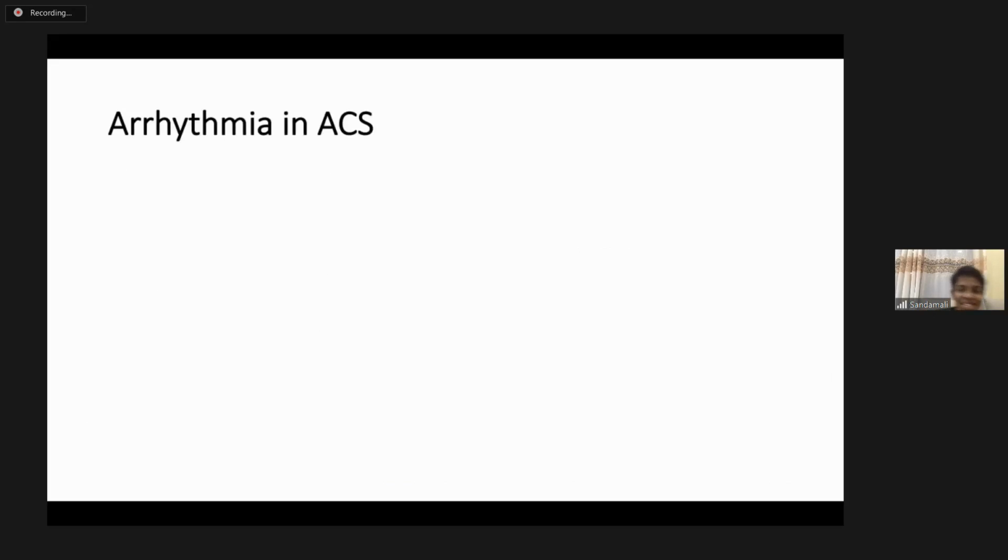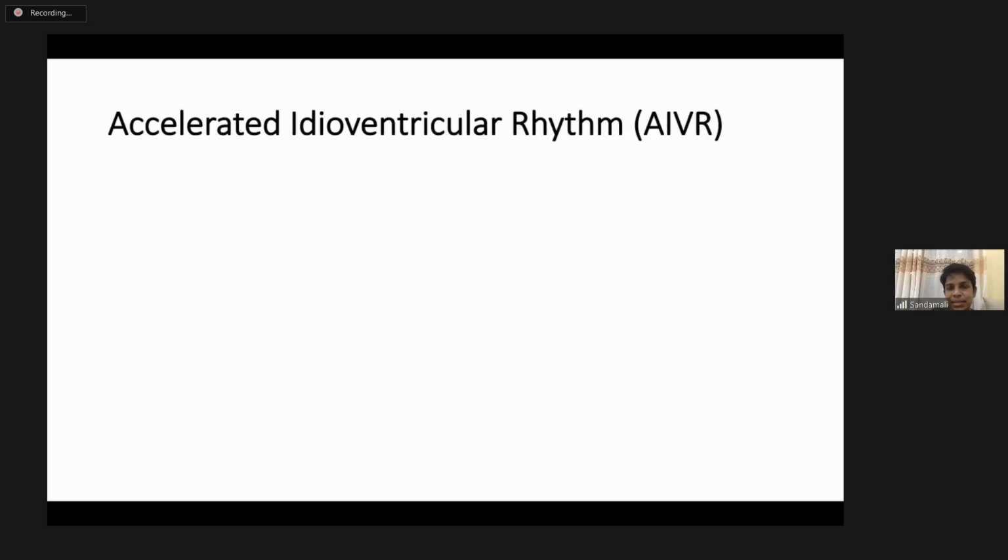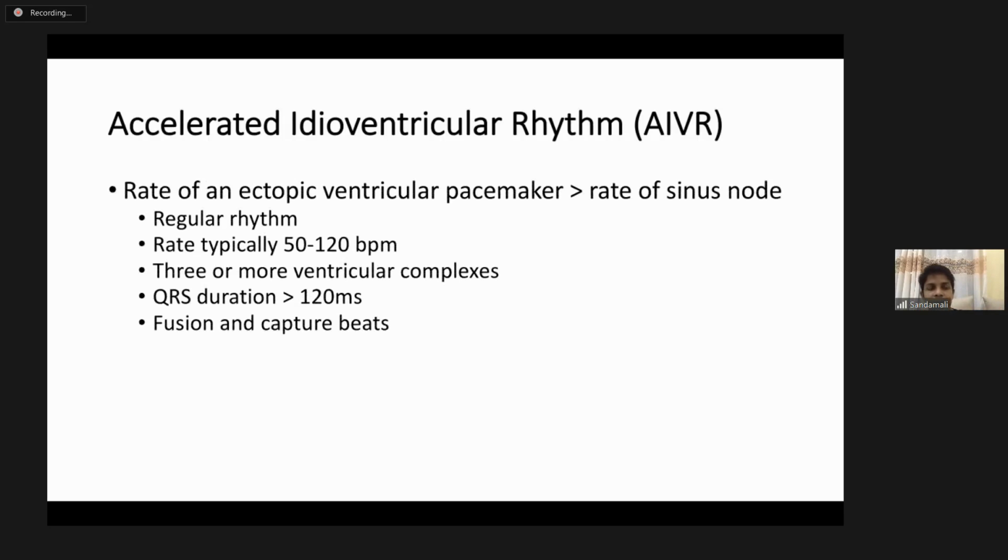In acute coronary syndrome, patients can have arrhythmia also in ECG. I think tachy and bradyarrhythmia will be covered separately, but I want to highlight two arrhythmic patterns just to introduce you to those rhythms. One is accelerated idioventricular rhythm. It's because of an ectopic ventricular pacemaker, of which the rate is more than the rate of the sinus node. It's a regular rhythm. QRS complexes are broad, usually more than 120 milliseconds, and rate typically is between 50 to 120, and there can be fusion and capture beats.